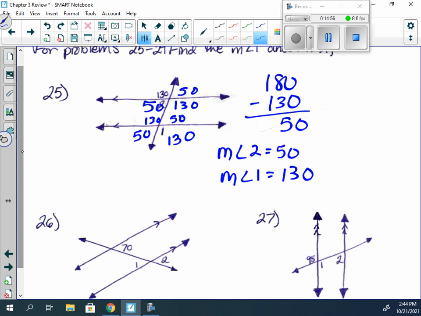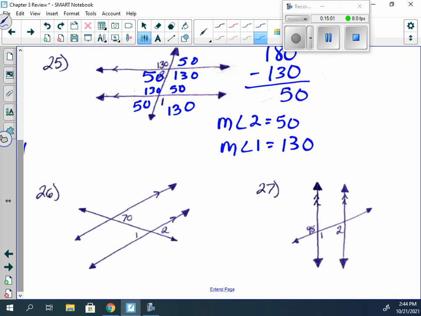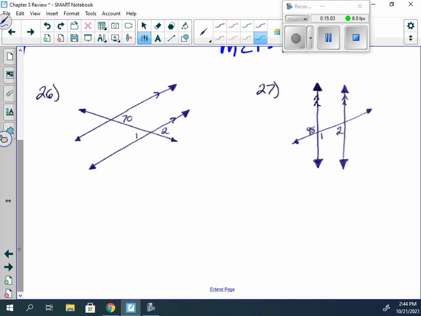Yes, sir. So we know that this one angle is 98 degrees. Well, alternate exterior angles are congruent. So this 98 and this one over here would also be 98. Now, vertical angles, 98 and where one's at would also be 98. And this one here would also be 98 degrees. Yes. So the measure of angle 1 would be 98.